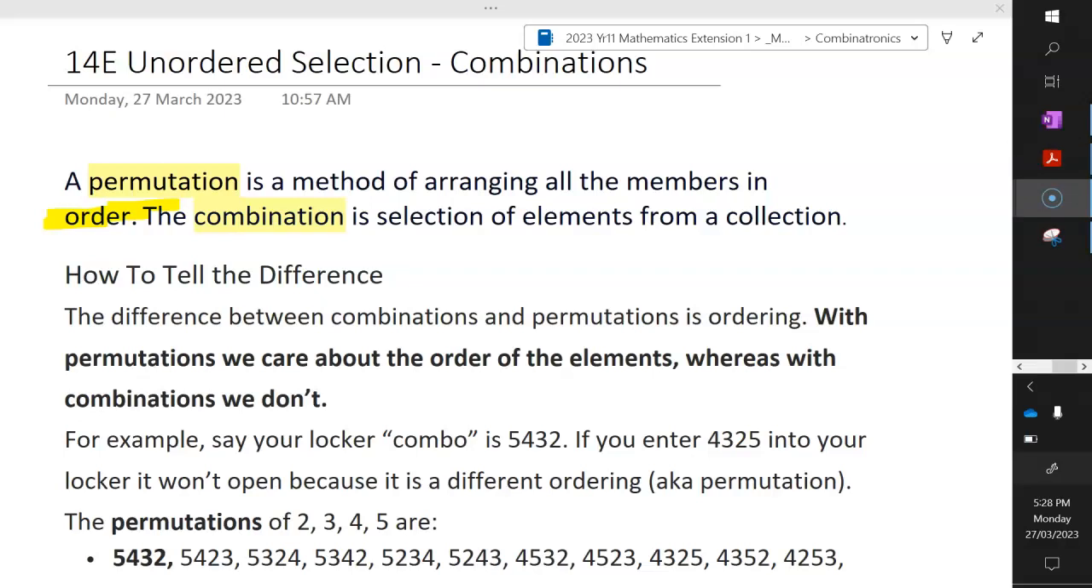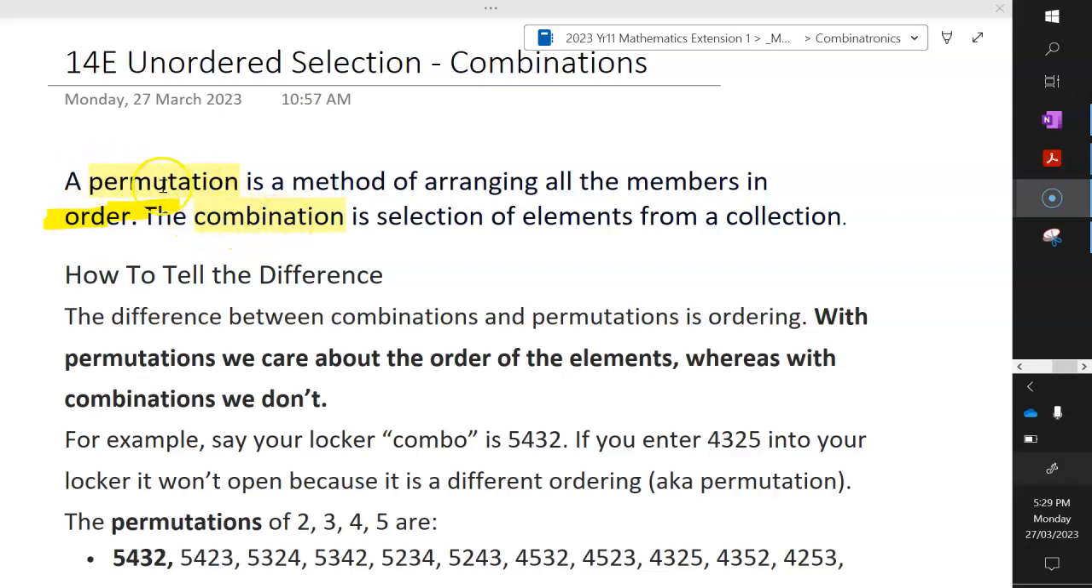Okay, hi Year 11. This video is going to have a look at what combinations are and how they differ from permutations. So it's kind of a warm-up to exercise 14E in our Extension Maths course. What we've been doing for the past few lessons is having a look at what we can do with permutations. Well, this topic from 14E and 14F, we're going to have a little bit of a look at combinations.